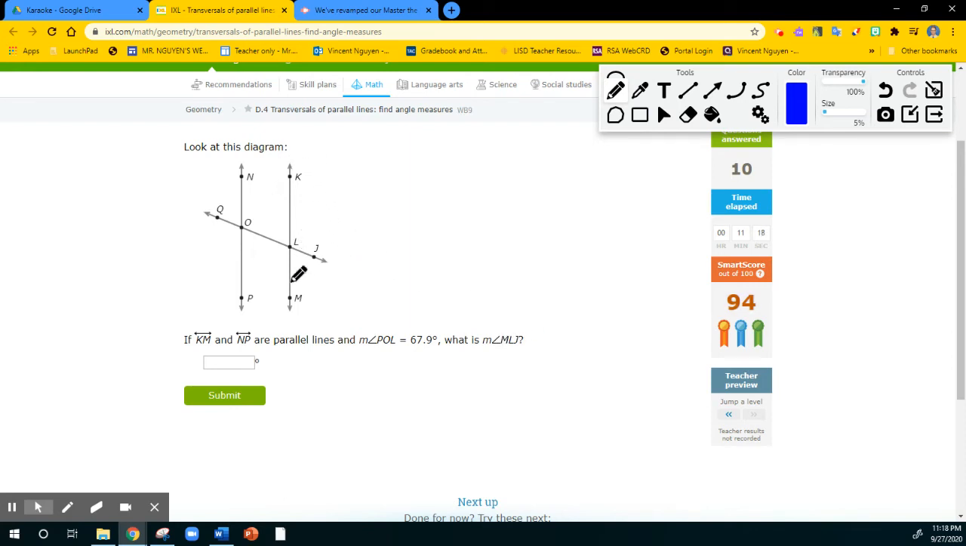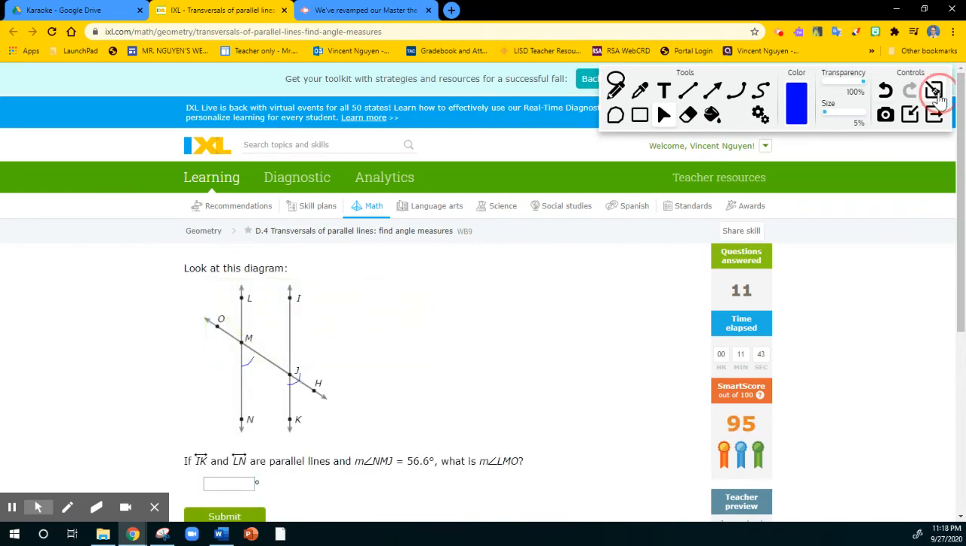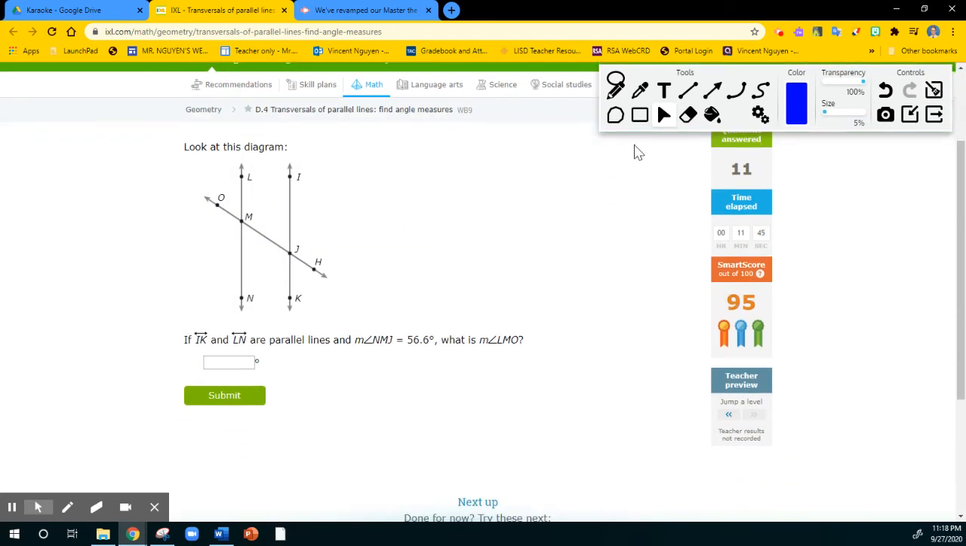MLJ, this one. POL. Really? This is not right. There's something wrong with this practice. It can be given as just congruent segments. I mean, I know this is random, but still, it doesn't make any sense.